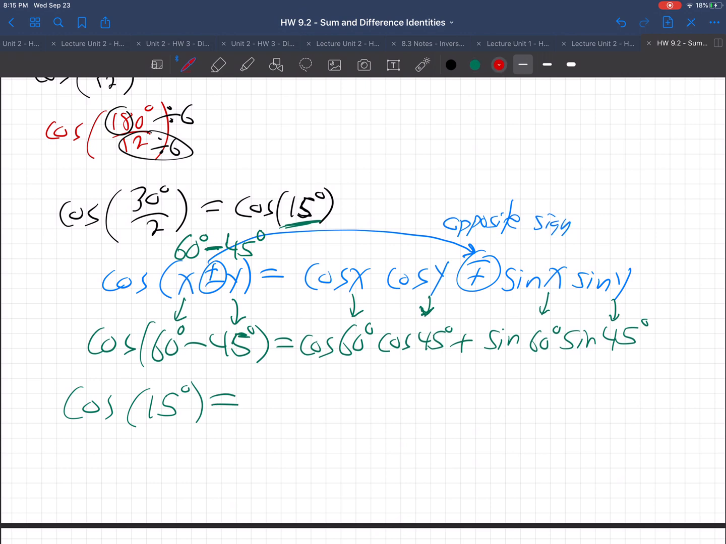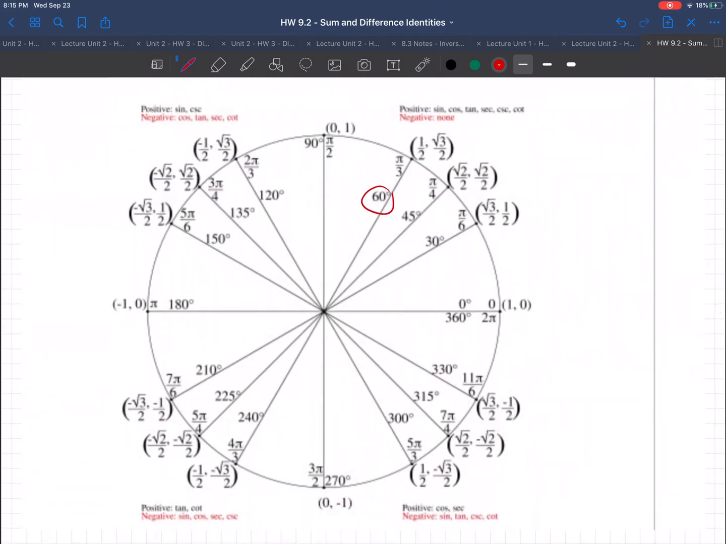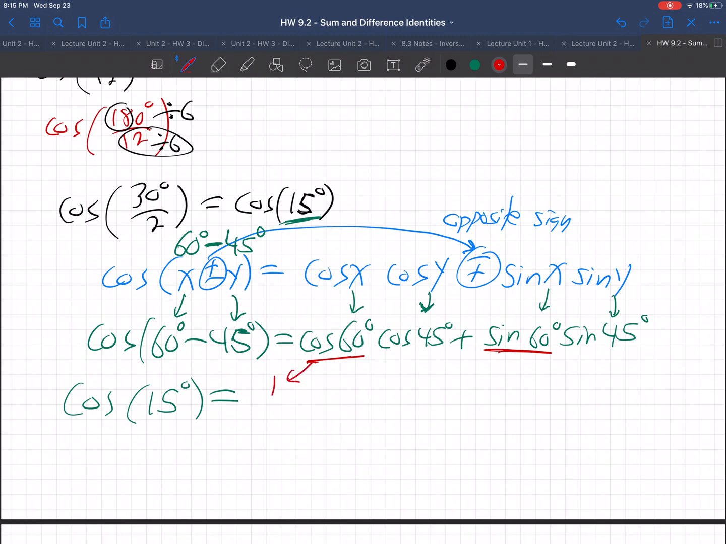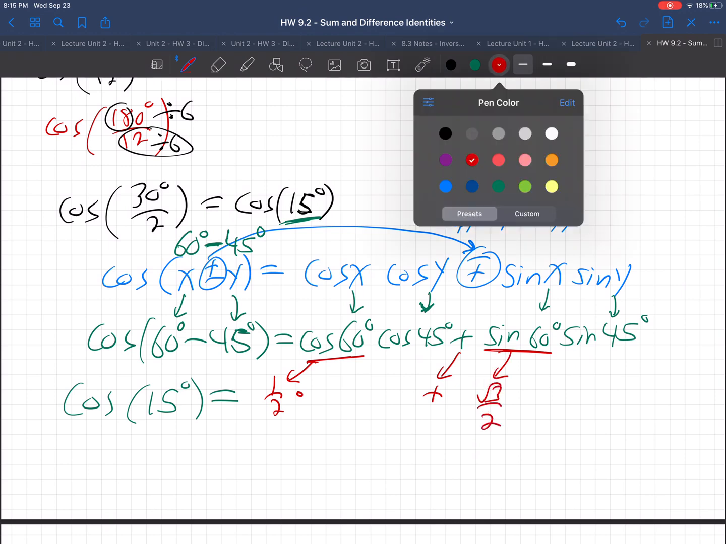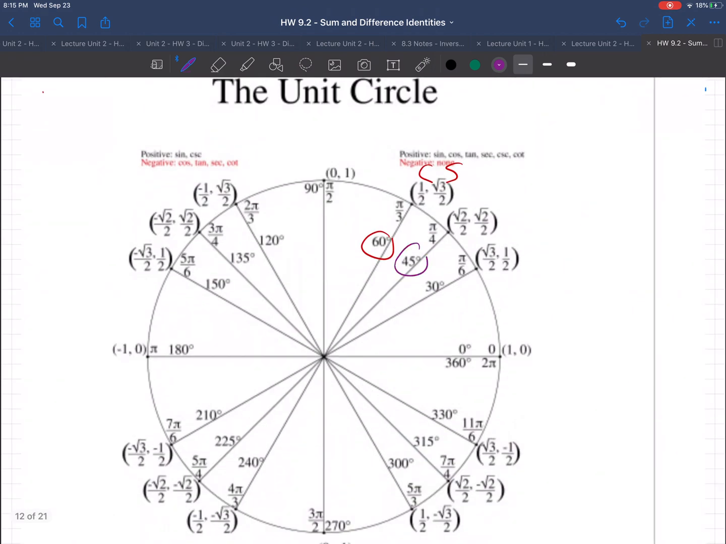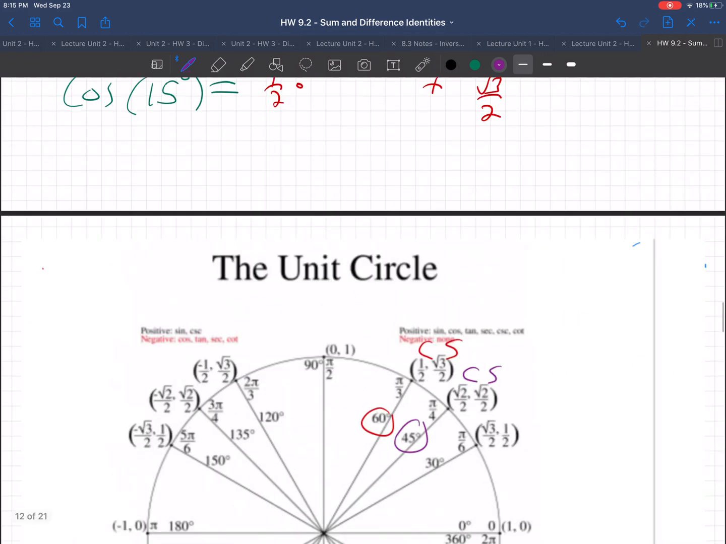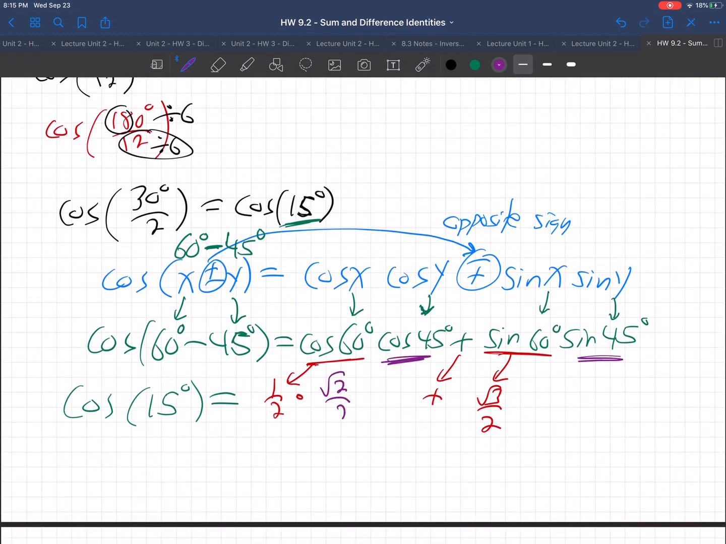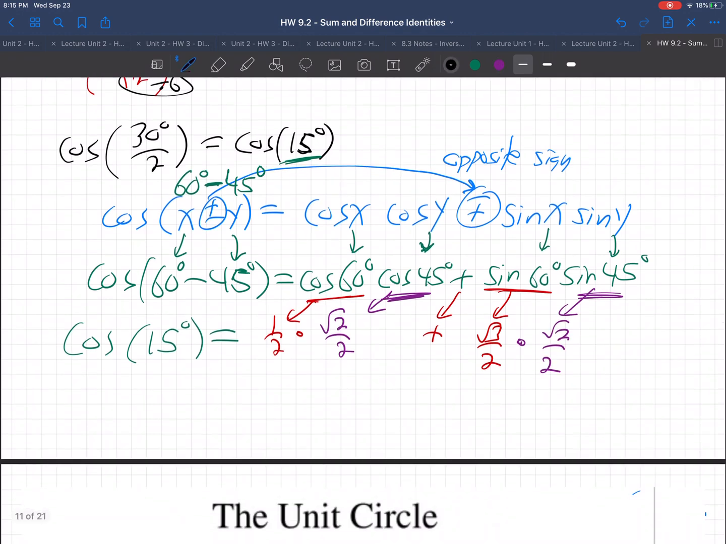Now we can do it on a unit circle. Let's just go find the cosine of 60 and the sine of 60. So here's 60, cosine, sine: cosine's a half, sine's root 3 over 2. Cosine's a half, plus the sine is root 3 over 2. And now let me get the cosine of 45 and the sine of 45. So 45, cosine and sine, they're both root 2 over 2. So there we go. Now let's keep it going.